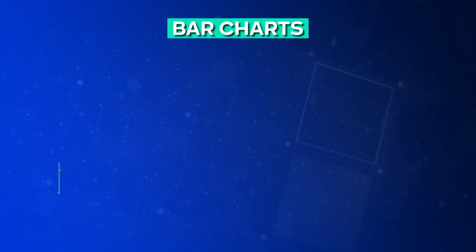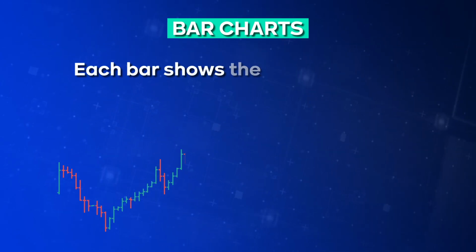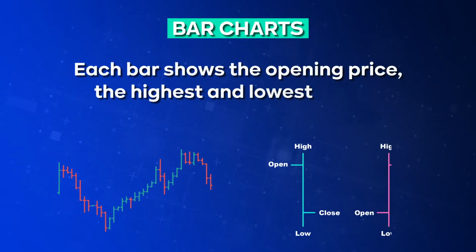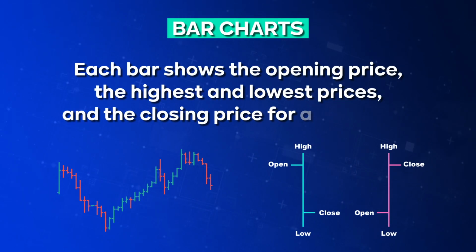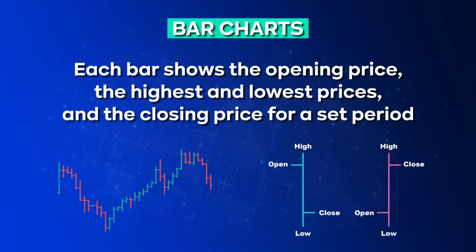Bar charts. Bar charts give you more info. Each bar shows the opening price, the highest and lowest prices, and the closing price for a set period. This can be great for spotting daily ups and downs.